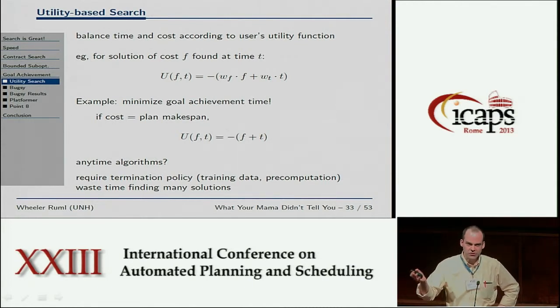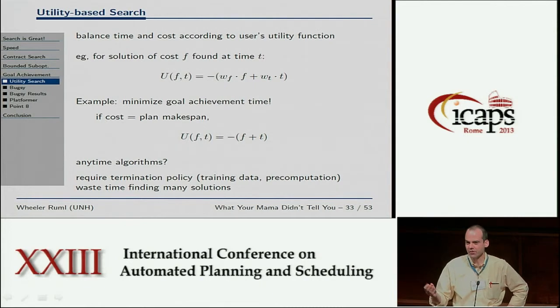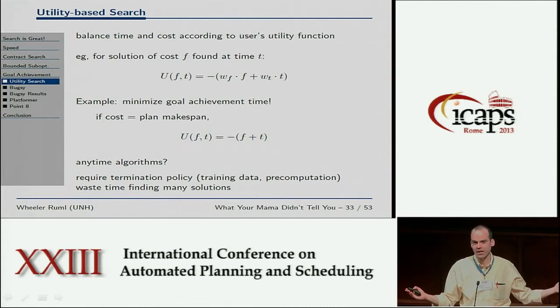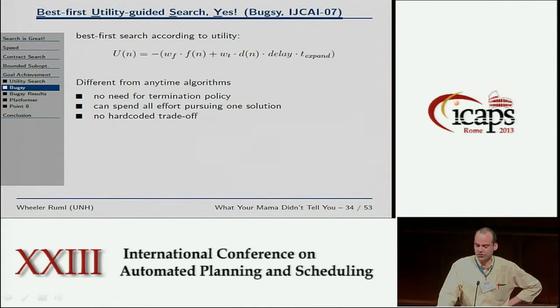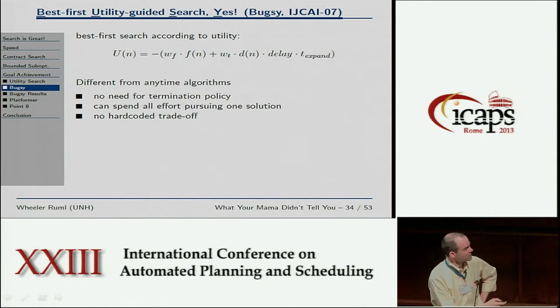And you are making the assumption that your training data is somehow representative of your problem. And of course, there's this problem I talked about before with anytime algorithms where they may waste a lot of time finding 9,999 solutions that you just throw away until you find the one that you really want. So can we do better than anytime algorithms? Well, let's try searching according to the utility function. You know, it's not rocket science here.